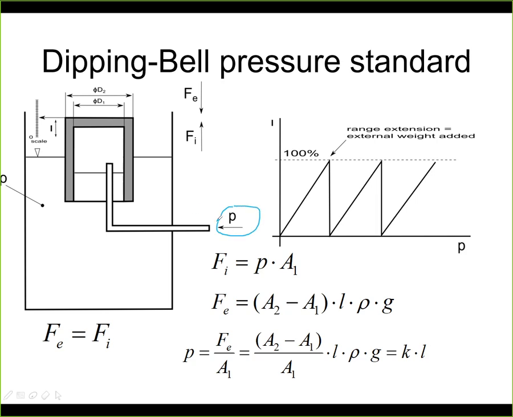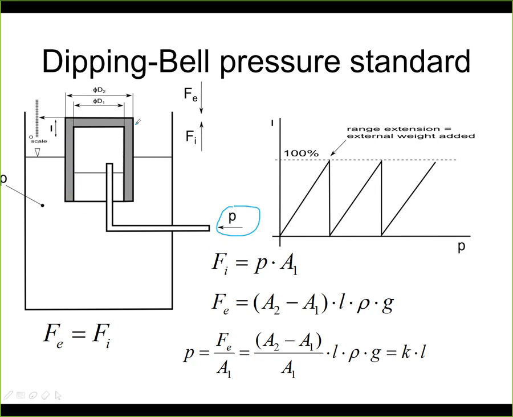Now the pressure P is bigger than the atmospheric pressure, so it's bigger than the pressure in the ambient environment. Here we connect the measured pressure, and we will measure what effect it has on the bell. Now we will compare the two forces acting on the bell. One is the force created by the pressure. This will be called the internal force, Fi, and we know the dimensions of the bell, so this is simply pressure times the area.